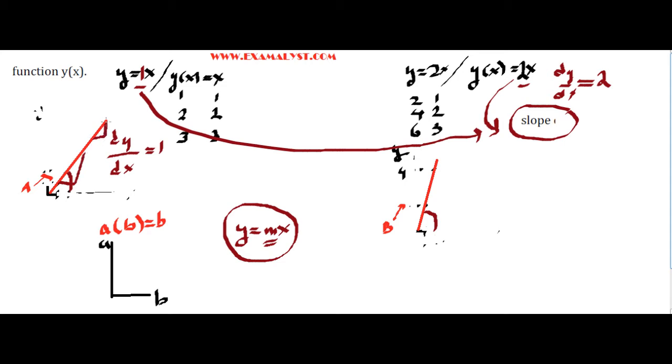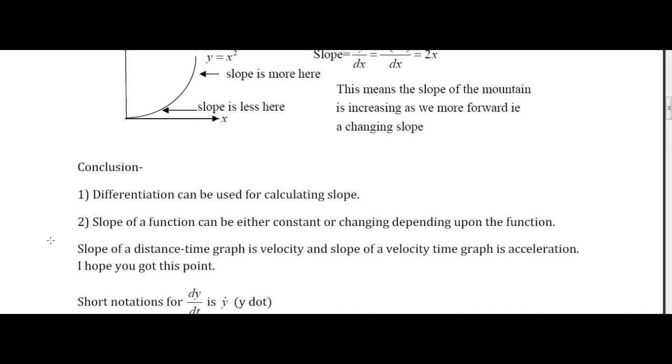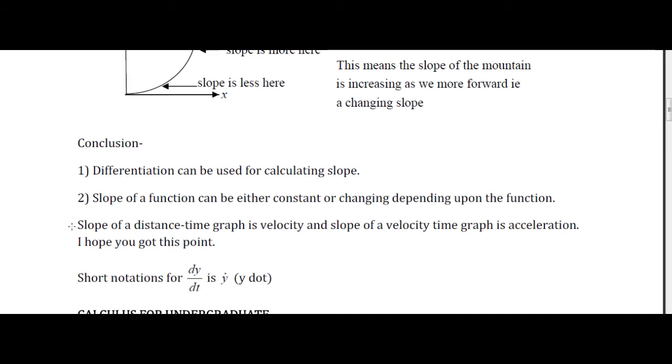In this line, whether you calculate the slope here or here, it is going to be constant. Same for this one, whether you calculate the slope here or up to here, the slope is the same. But for this particular function that we have seen, the slope is not the same. It is changing. Even the equation is saying that the slope is changing.